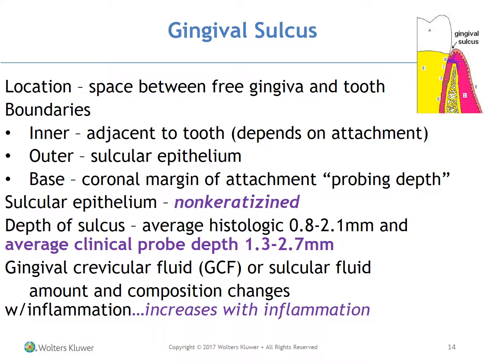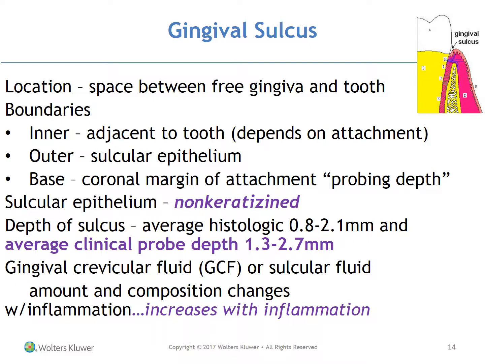Okay, so the gingival sulcus, again, we've already talked about this. It's the space between the free gingiva and the tooth. The boundaries are the inner, which is adjacent to the tooth, and the outer, which is the sulcar epithelium. Then we have the base, which is the coronal margin of the attachment, probing depth. The sulcar epithelium is non-keratinized, so it's not waterproof. I always think of that, whether it's waterproof or not. So remember, fluids can come in and out of that.